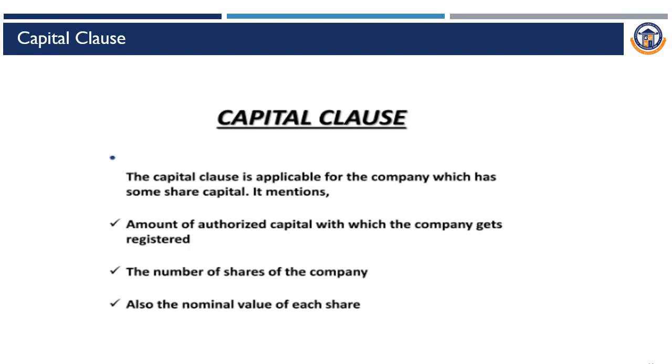Then there is another important clause, the capital clause. The capital clause is applicable for a company which has share capital. It mentions the amount of share capital with which the company gets registered. What is the capital with which you are starting the company? That information should be available in this clause. What is the number of shares? How many shares are you issuing? That information should also be there. Similarly, what is the nominal value of each share, whether it is a 1 rupee face value, 5 rupee face value, or 10 rupee face value? That information should also be there in this clause.